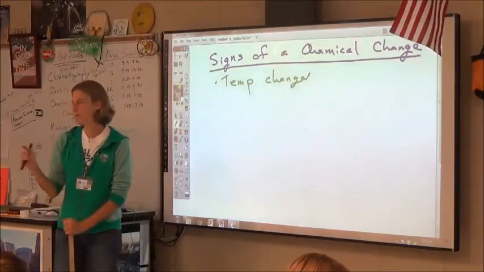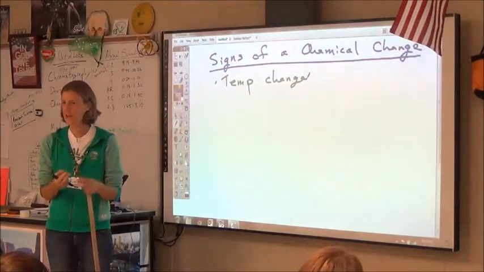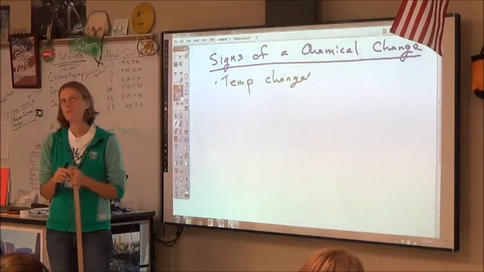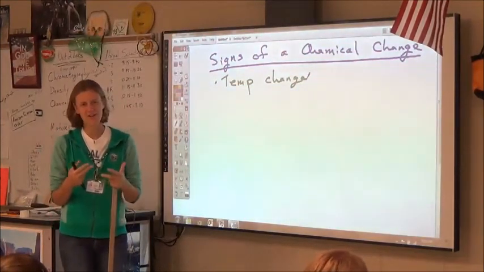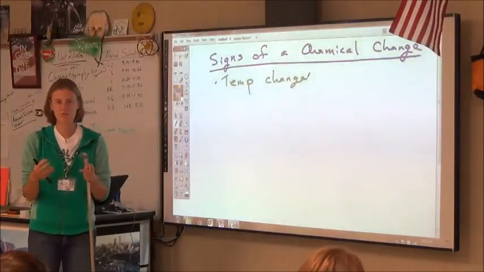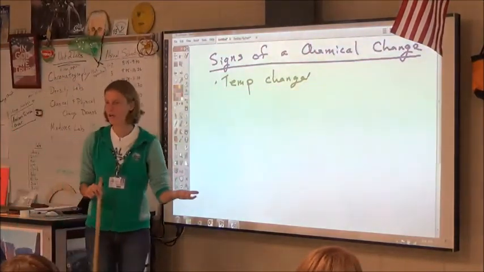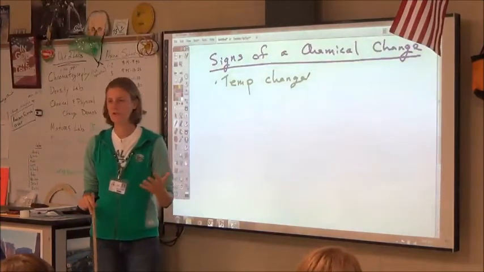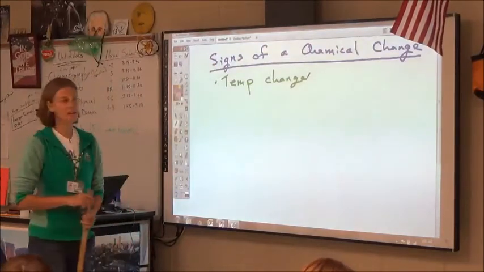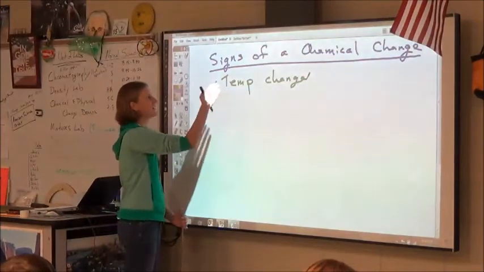Don't confuse that, though, with me heating up the penny. Was the penny itself getting hotter or colder? Well, let me rephrase that. Was there a reaction happening to make the penny hotter or colder? No, it was because I was providing an external heat source. So a temperature change, like something gets hotter, that's just a physical change. The atoms are moving faster, but they were still copper atoms. But if the thing itself is getting hotter or colder, like the instant ice pack or something on fire, that's definitely a chemical change.